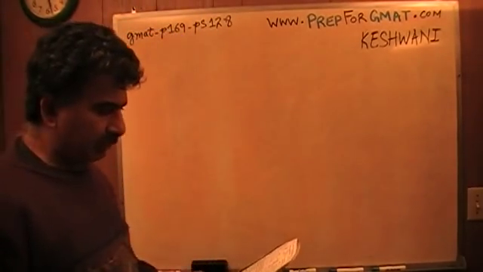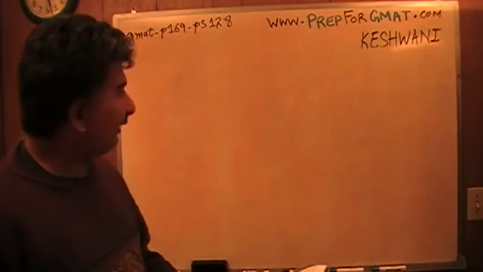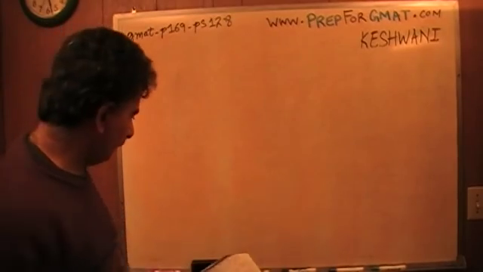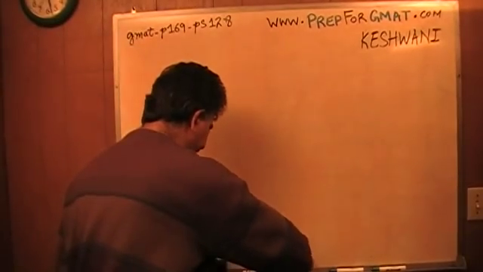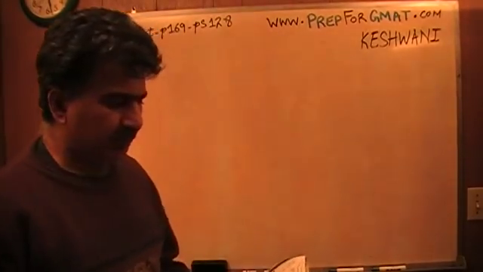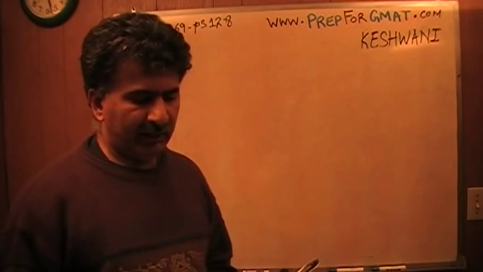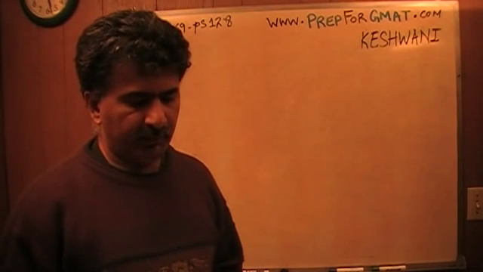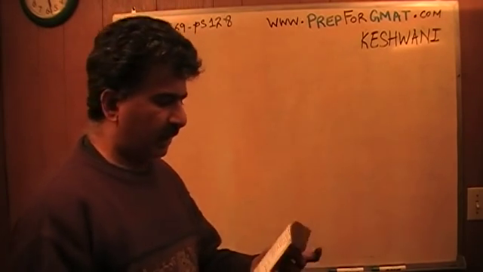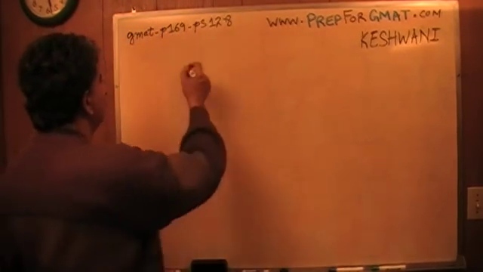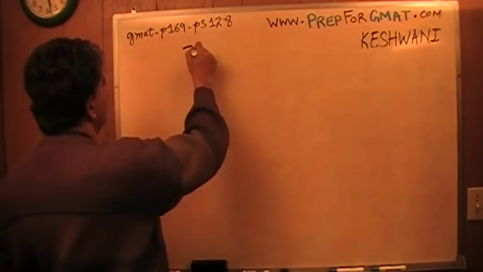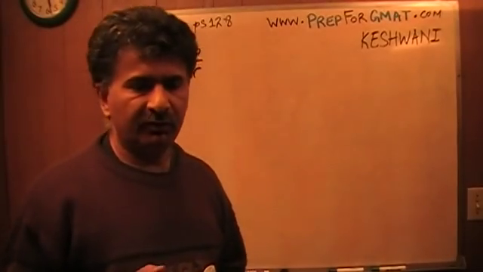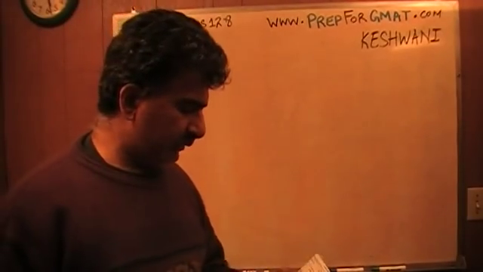The problem that I'm about to solve is the one that you will find on page number 169, problem solving number 128. Let's take a look at it. It says, if money is invested at R% compounded annually, the amount of investment will double in value in approximately 70 over R years. In finance, this is referred to as the rule of 70. I hope you are familiar with it.